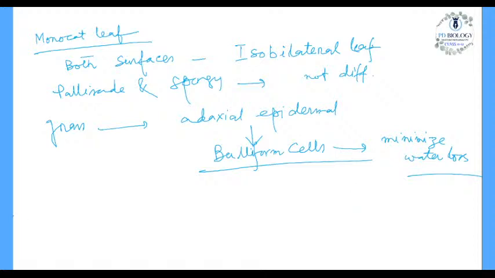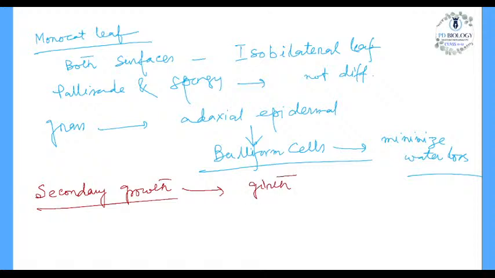Now the secondary growth. Primary growth is the growth of roots and stem in length with the help of their apical meristem, and by secondary growth the girth increases, which occurs in dicot plants.